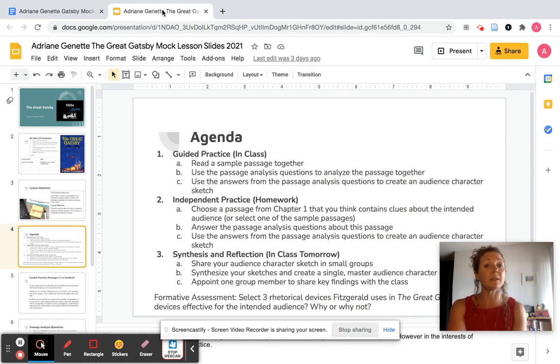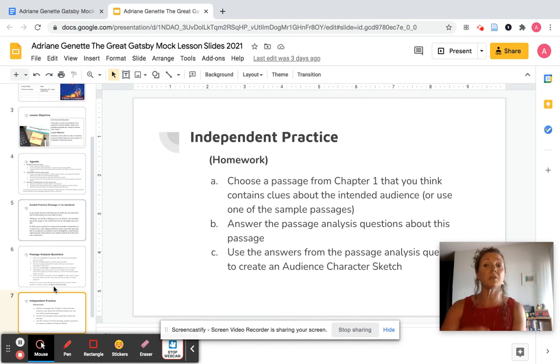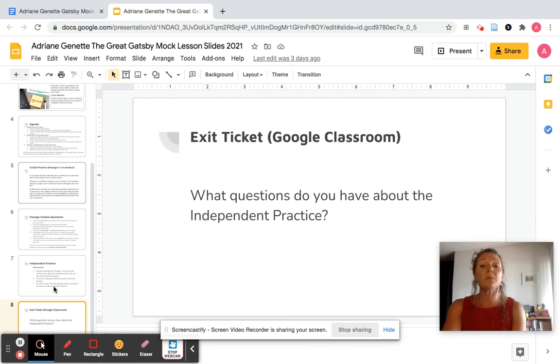Once they had completed that, I would go back to our slides here and we would go over the independent practice. So we would go over the homework assignment. And then we would also have an exit ticket. So what questions do you have about the independent practice?